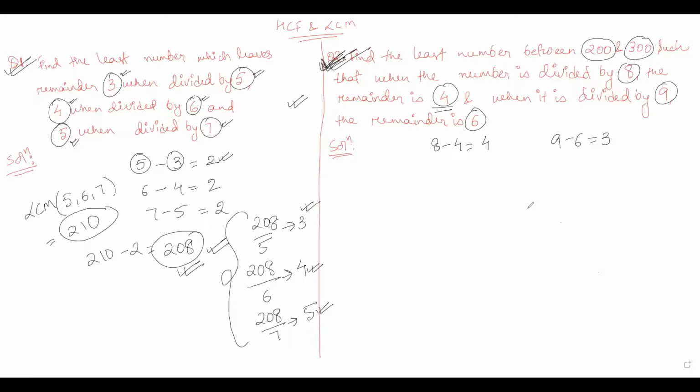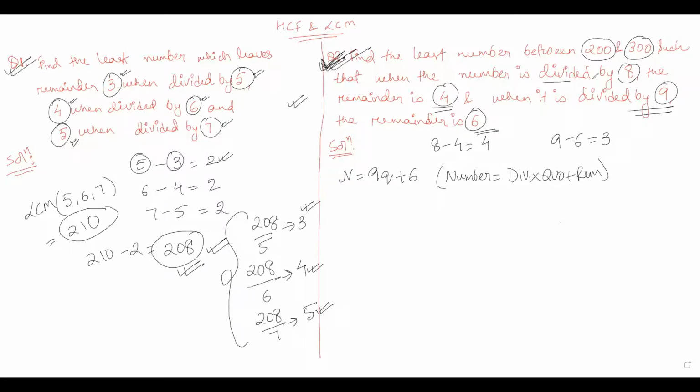So we need to find the structure of numbers which will follow this condition. Since the number is divided by 9 and the remainder is 6, we can write the number as 9 times some quotient plus the remainder, as any number can be written as divisor times quotient plus the remainder. So using that, we can write the structure of this number as 9q plus 6.